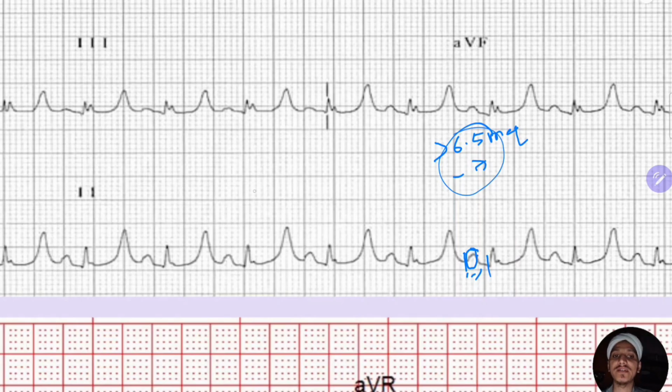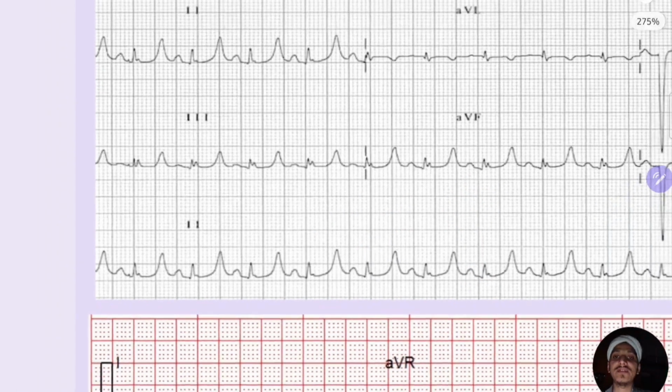Moderate means 7 to 7.5, and severe is more than 7.5 to 8. And very severe is more than 8. That is the severity of hyperkalemia. We have seen tall T waves.